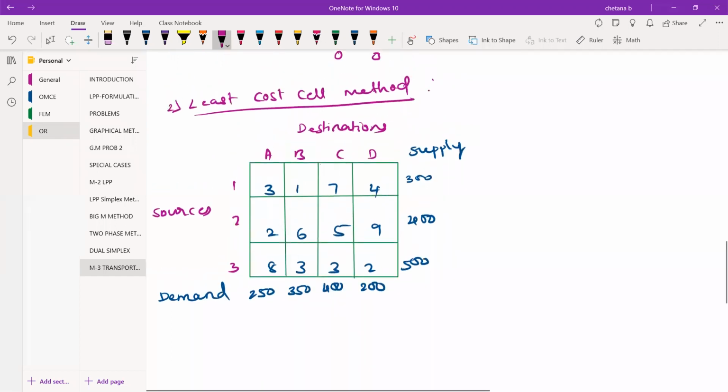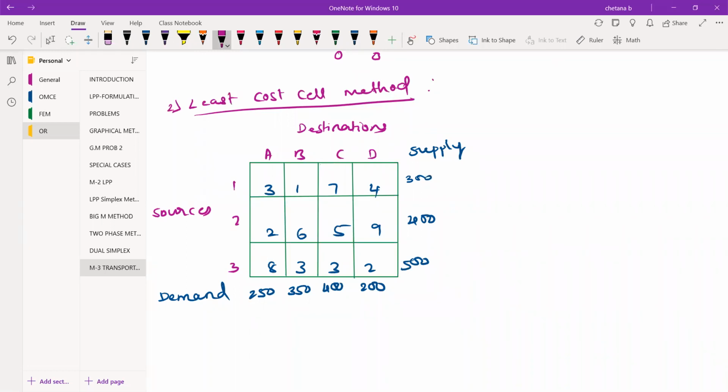Now how to understand this least cost cell method. If you see the word least cost cell, now in the entire matrix or the table, the cost value should be least. For that we will allocate first. So out of 3 1 7 4 2 6 5 9 8 3 3 2, out of these entire cost values, what you can see in the entire table, which is the minimum one? One, ma'am.